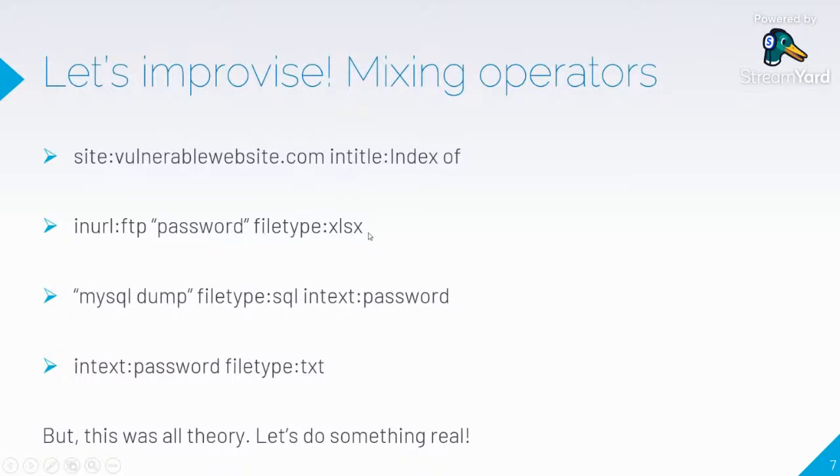Then suppose you want to find passwords, well, what you could simply write is inurl:ftp, and that means the URL must have FTP in it. Then you could write in quotes "password". That means the text must have password in it. And filetype, you could search xlsx. So all Excel sheets will be displayed. Only Excel sheets would be displayed.